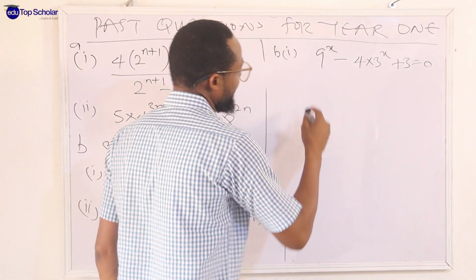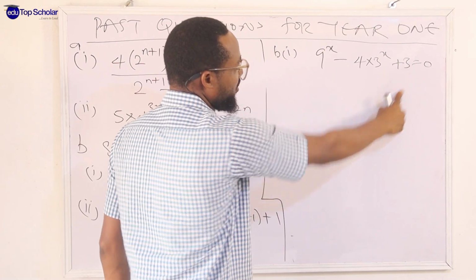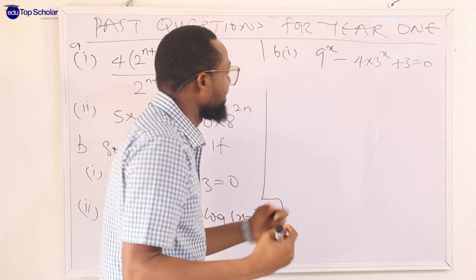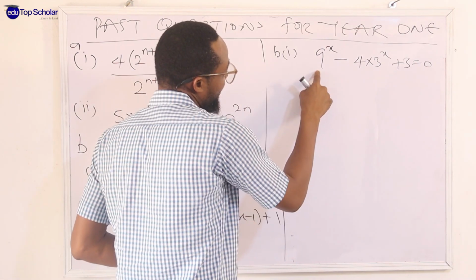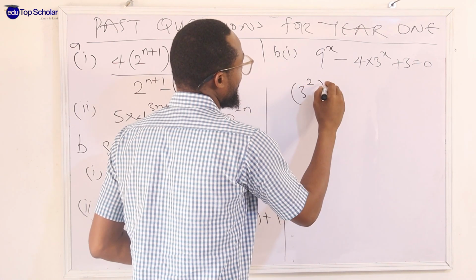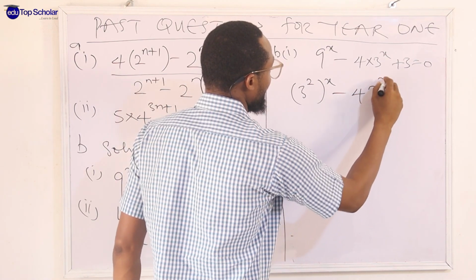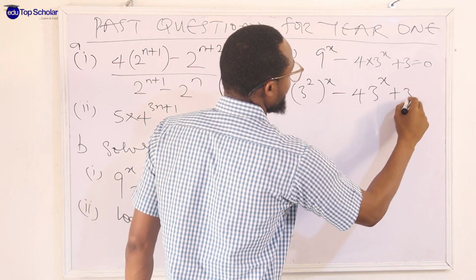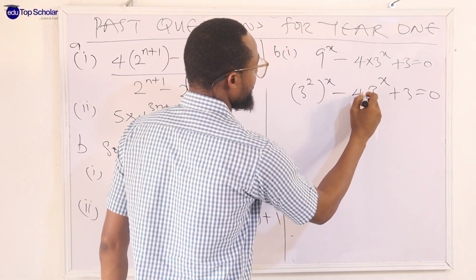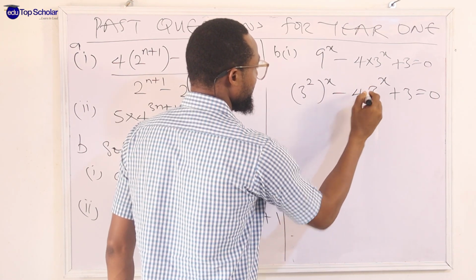Now, for this, we have 9. We have a 3 here, another one 3 here. So when we have common bases, we can easily do something about their powers. So I'm looking at this. 9 can be written as 3 raised to power 2, all this raised to power x, minus 4 times 3 raised to power x plus 3 equals to 0. This one, there is a multiplication here. You can as well use dot if we like, as the case may be.